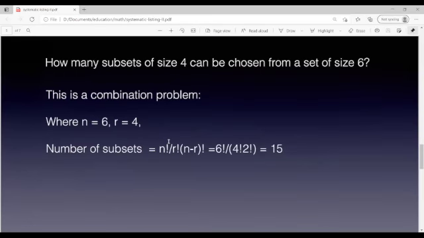So how many subsets of size 4 can be chosen from a set of size 6? So this is a combination problem. So order doesn't matter. Where n equals 6 and r equals 4, the number of subsets equals n factorial divided by r factorial times n minus r factorial. So this is 6 factorial divided by 4 factorial times 2 factorial, and that's 15.